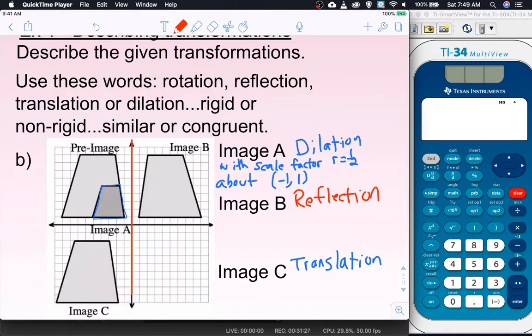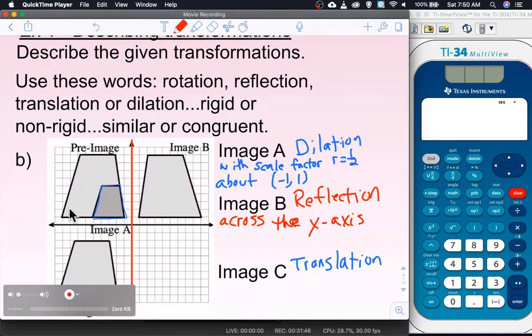So that's a reflection across the y-axis. That's the best possible answer for that problem. We just need to say, where is it reflecting across? Now anybody can say, oh, okay, so I take this and I reflect across the y-axis, and that's how they get image B.